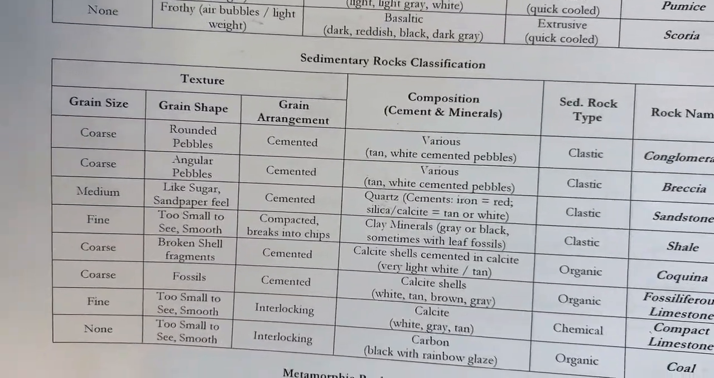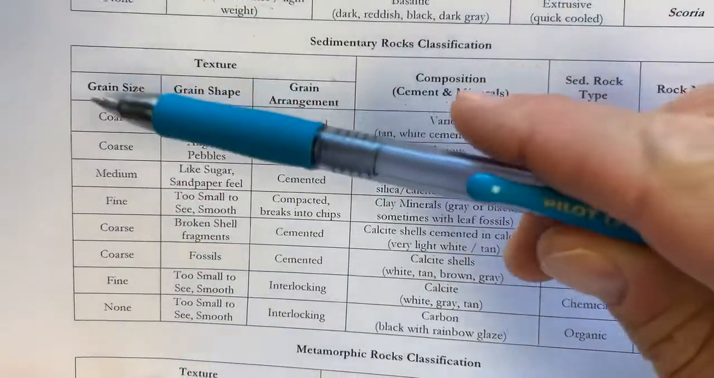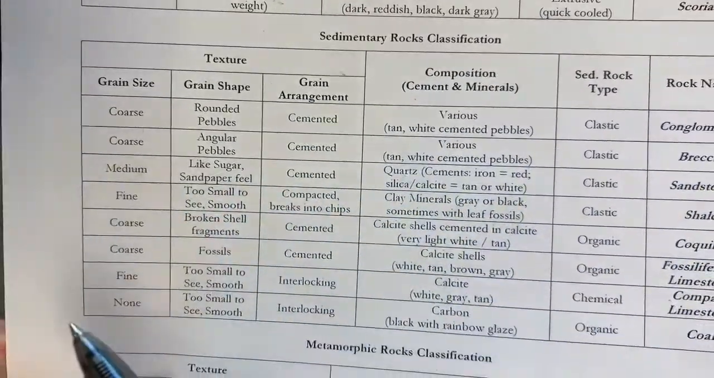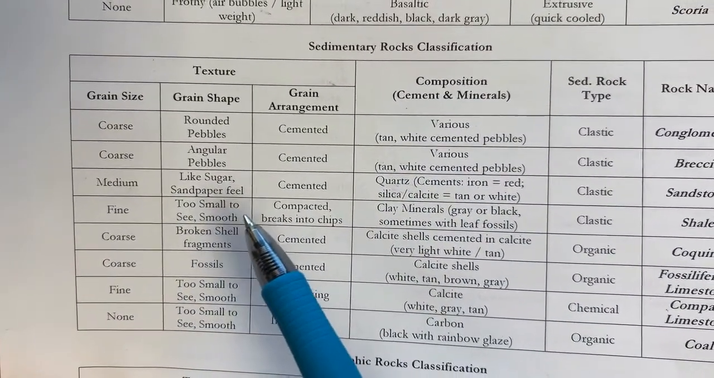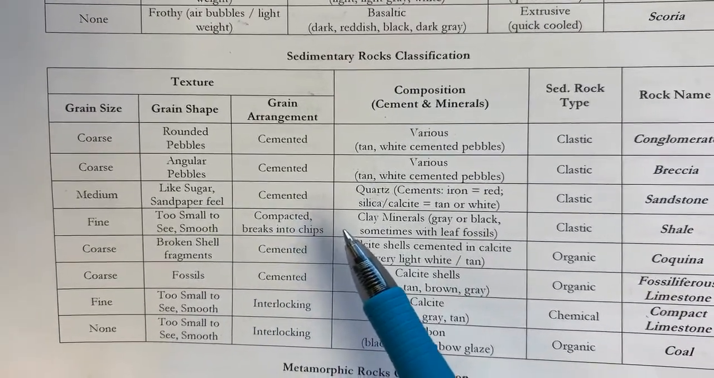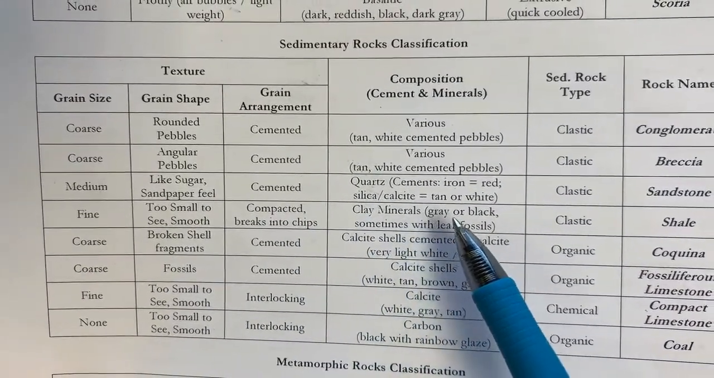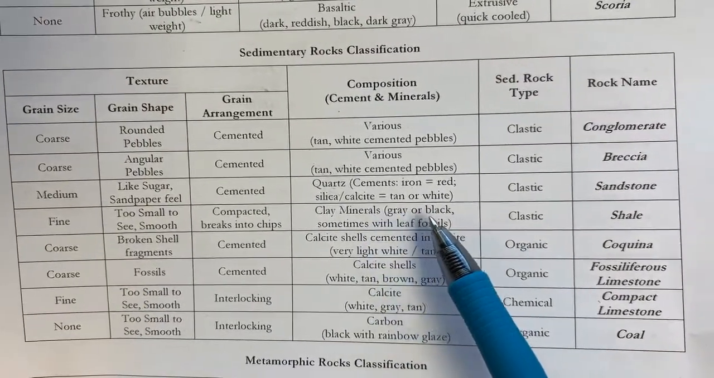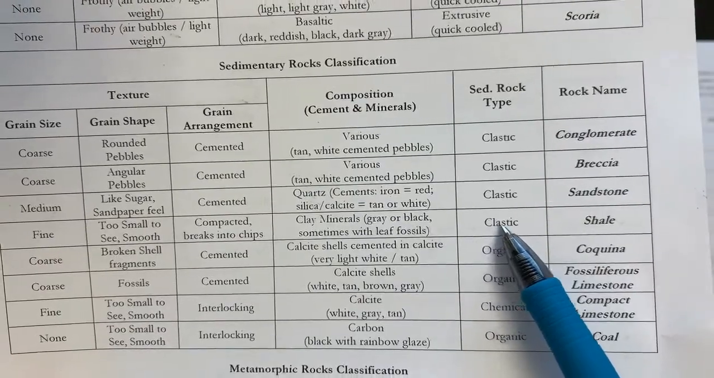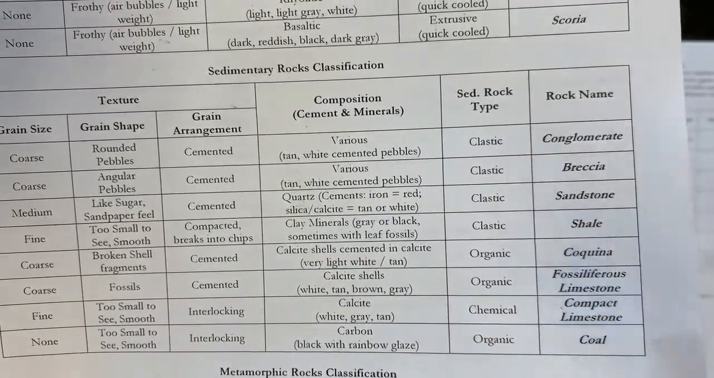So when I come to my sedimentary rock classification table, I'm going to go down and look for my fine grained here. And I'm going to come over, the grains are too small to see, and that's indeed what we found. Compacted, breaks into chips. Interesting. Clay minerals, gray or black. This kind of looks like what we're dealing with here. Sedimentary rock type would be kind of the rock origin. That's clastic. And I think this rock is shale.